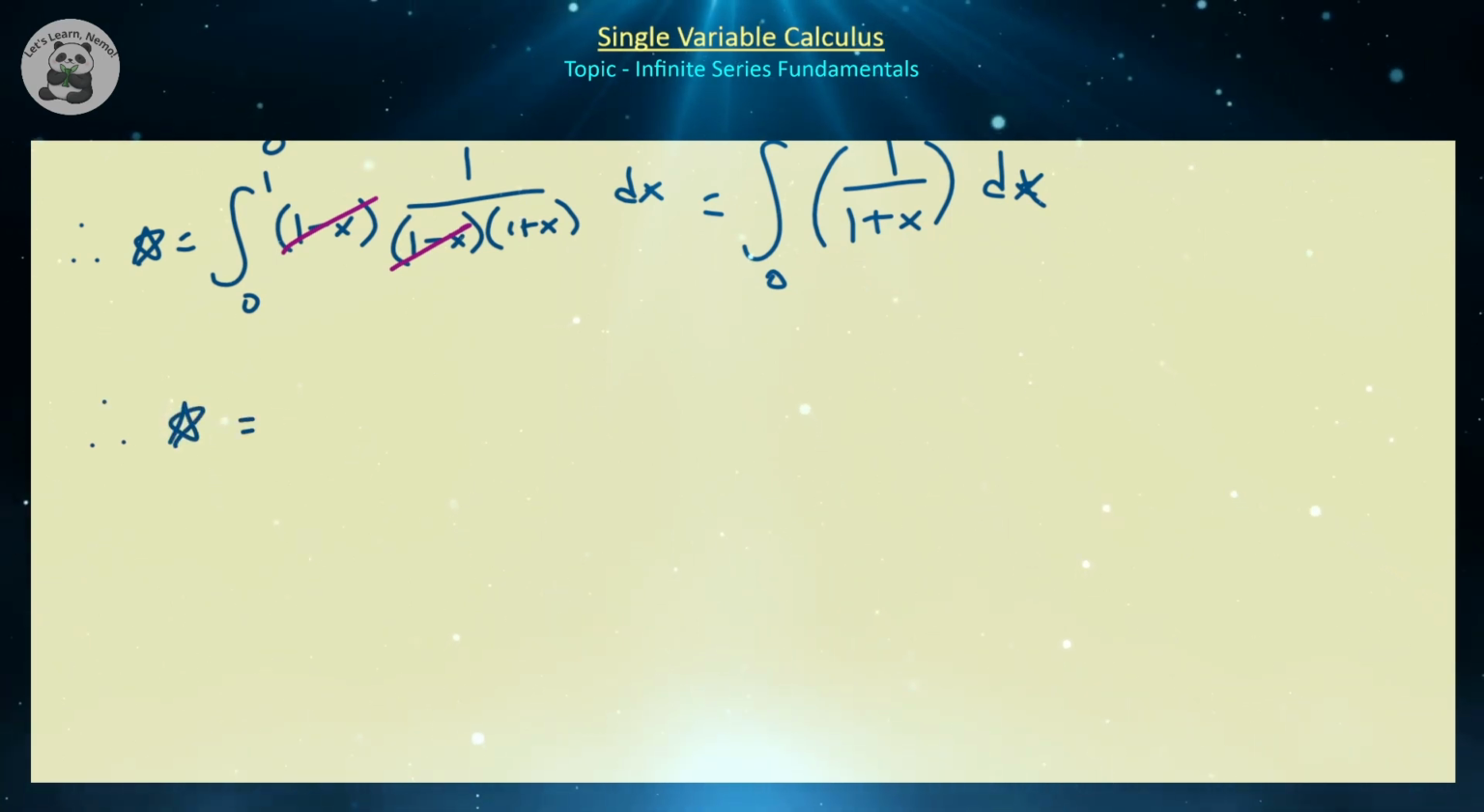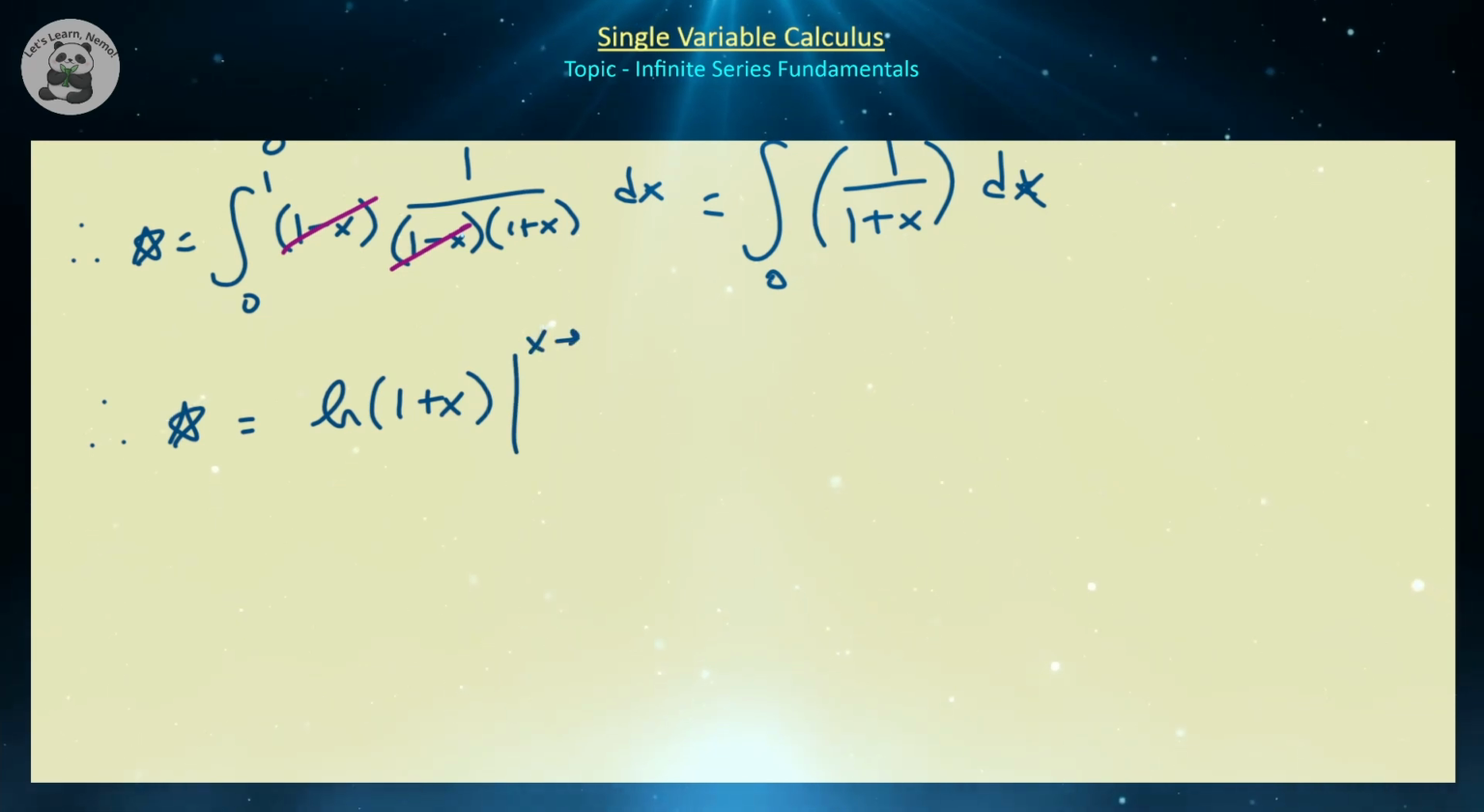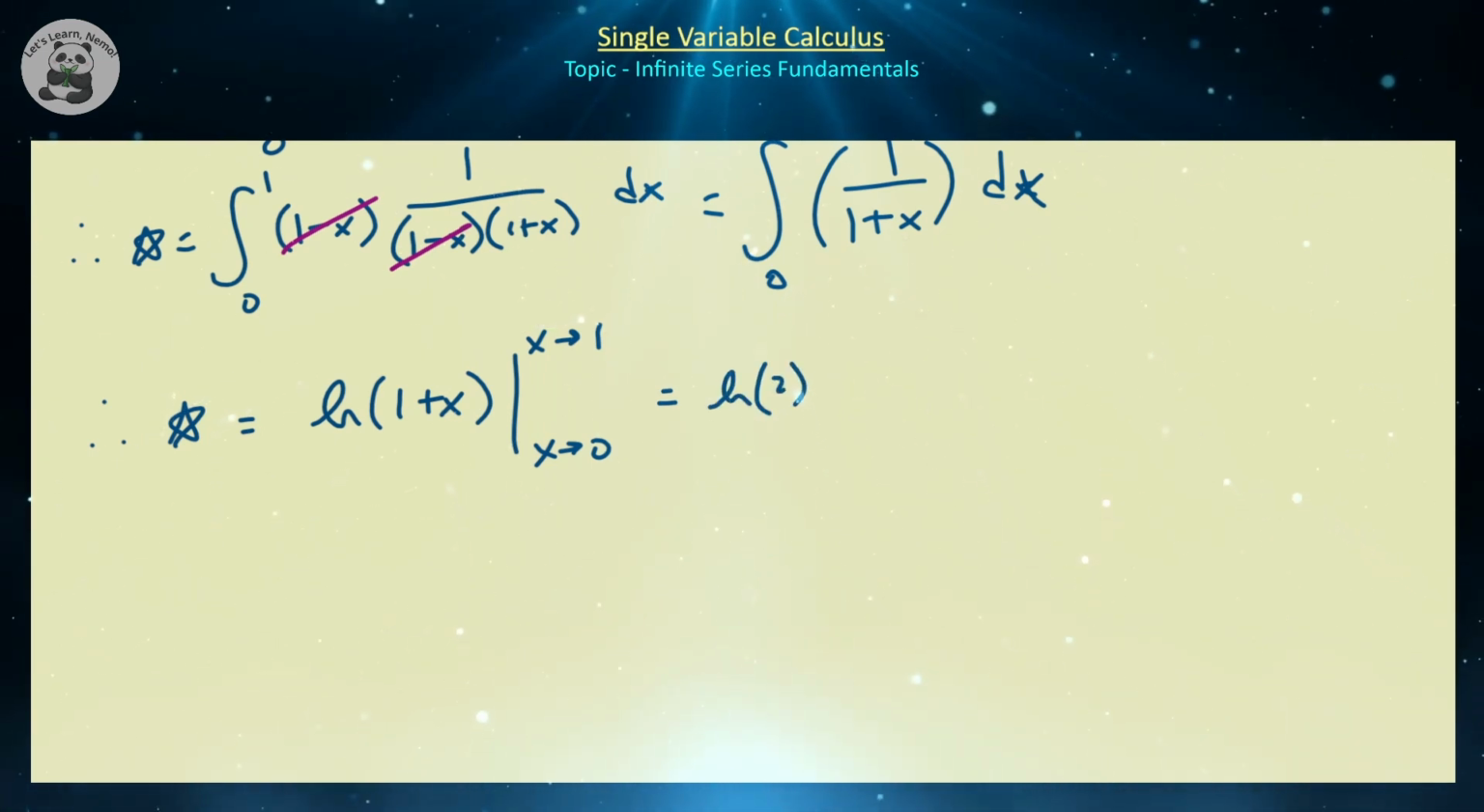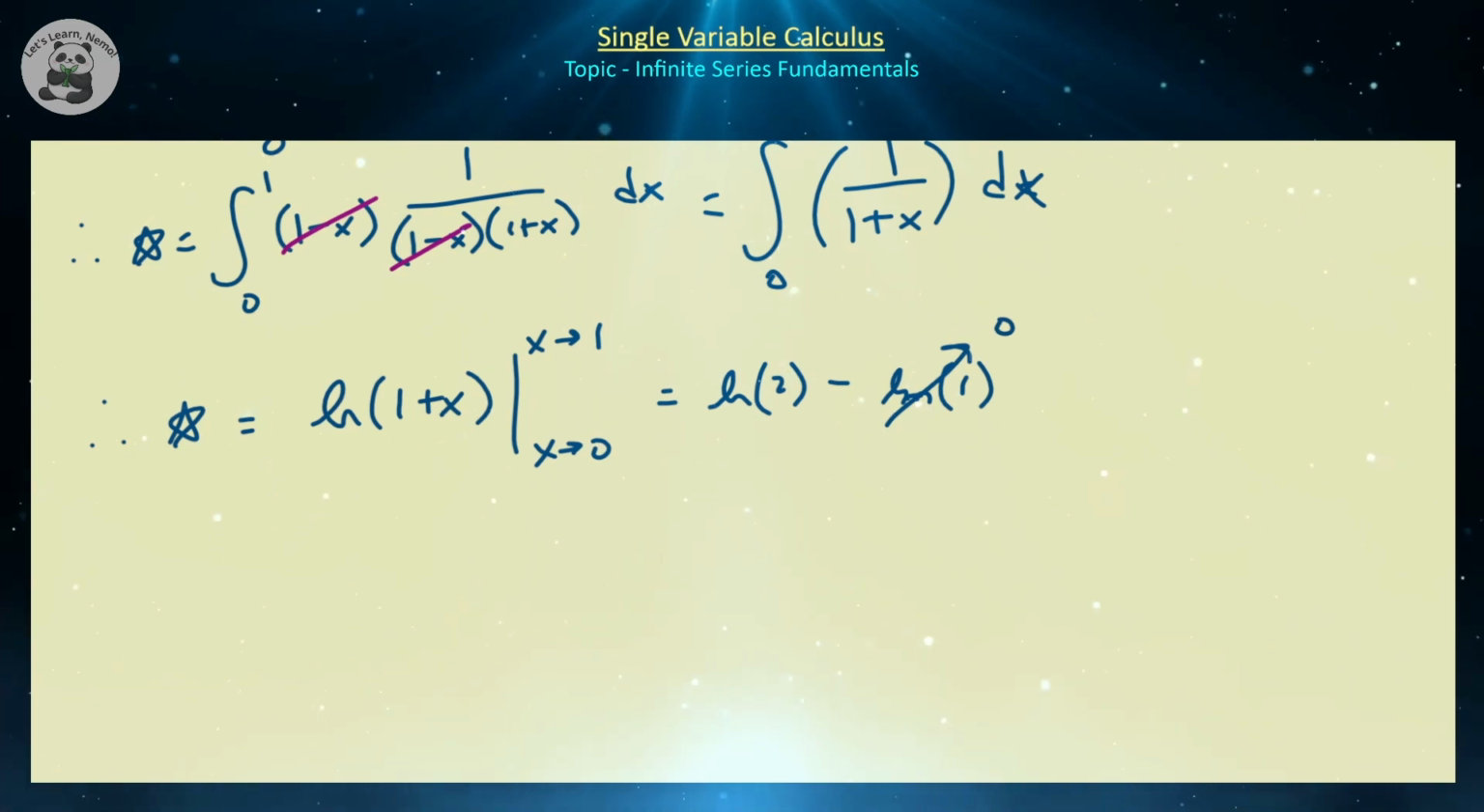So our integral is going to be equal to the natural log of 1 plus x as x goes to 1 and as x goes to 0, and then we subtract. So that's going to be equal to the natural log of 2 minus the natural log of 1. And the natural log of 1 is just equal to 0. So we're just left with the natural log of 2.